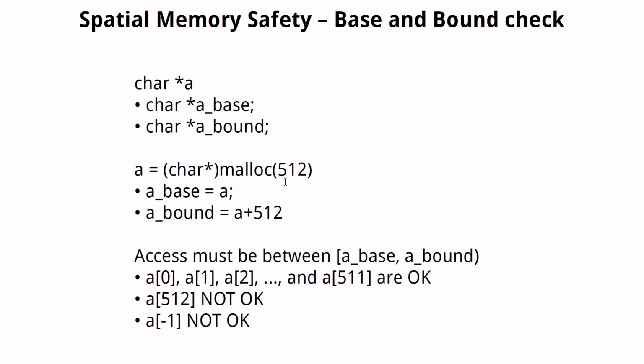Whenever you create a pointer and allocate some memory, in this case 12 bytes, the base will point to the beginning, so it will be A, and the end will point to A plus 12. Any access using A as the base address must be between the base and bound. That's the rule. The compiler can insert checks before any dereference using A. So A[0], A[1], A[5], A[11] are all legit. However, if you do A[12] or A[-1], that will be considered illegal. But in the C implementation right now, you can do A with any number, positive or negative. You can do that.